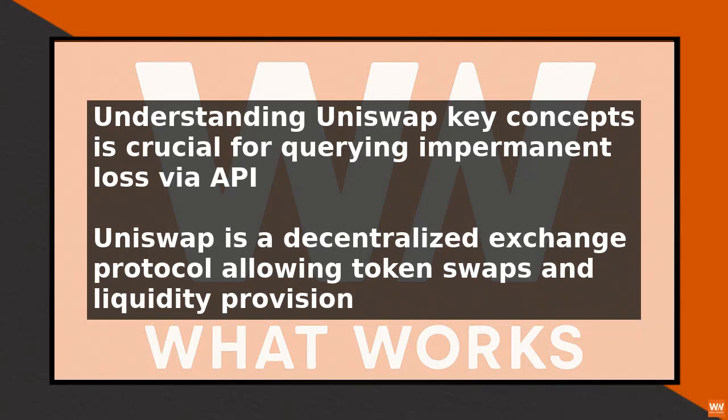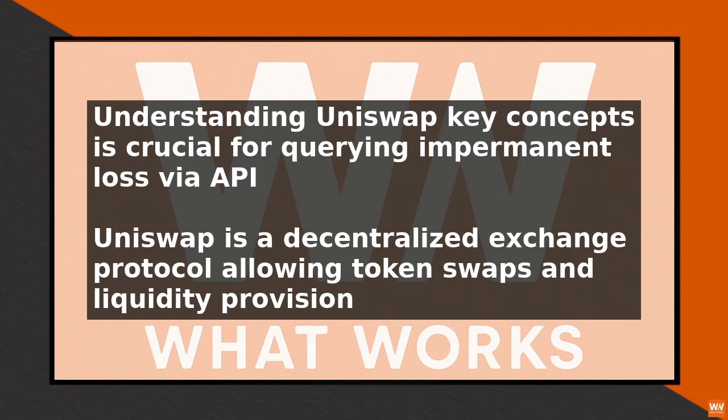To query Uniswap impermanent loss via API, start by understanding the key concepts involved. Uniswap is a decentralized exchange protocol that allows users to swap tokens. And impermanent loss refers to the difference in value between holding a token and providing liquidity to a Uniswap pool.